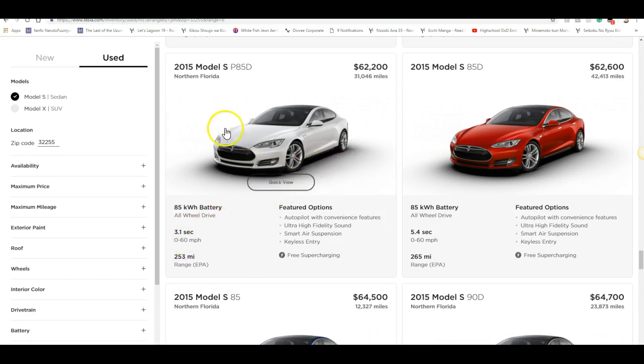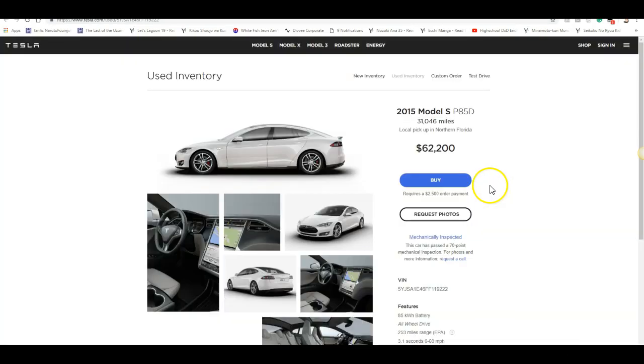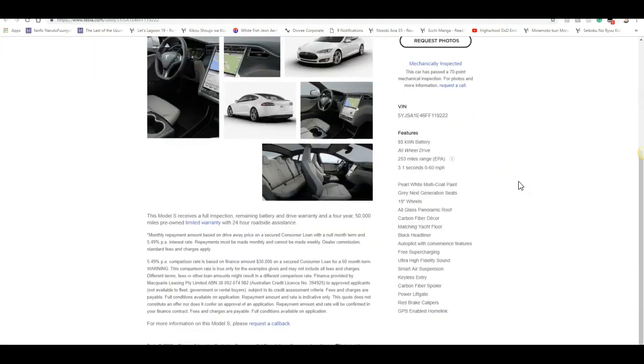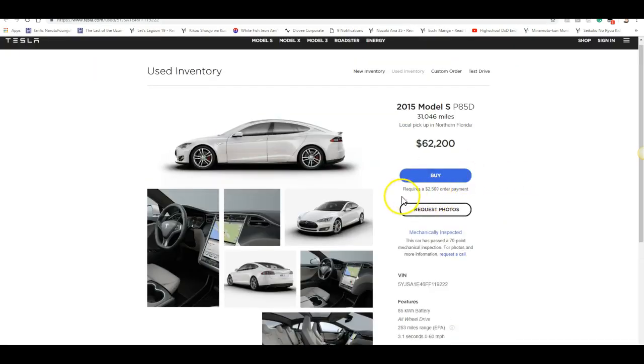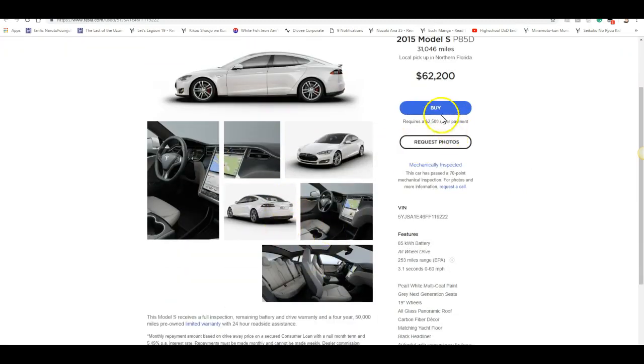Look at that. See, the 2016 P85D has a faster 0 to 60. That's the D model, 3.1 seconds, 0 to 60. Air suspension, autopilot, everything, because it's a newer car. Free supercharging, $62,000. If you're trying to buy this car, it's a $2,500 down payment. You can see all of the basic Tesla stuff when you go to buy a car.